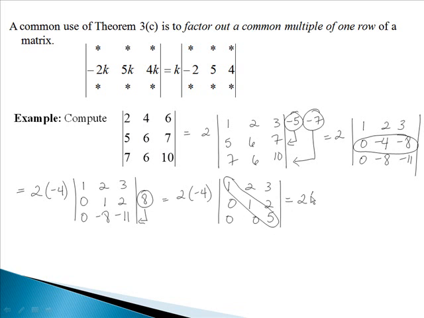So I've got a triangular matrix, so I'll be multiplying by the diagonal entries. Keep in mind I've still got the 2 and the -4, but now I'm also multiplying by 1, 1, and 5. And so we end up with a determinant of -40. Applying these rules from Theorem 3 will help you find the determinant a lot faster.